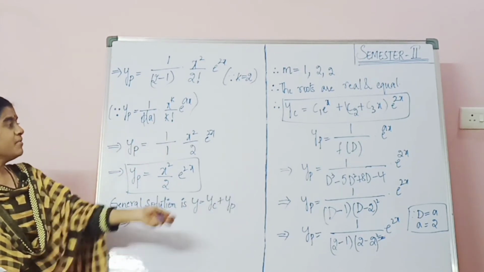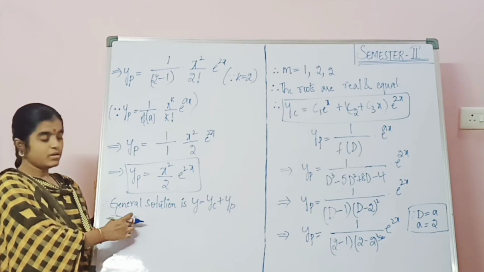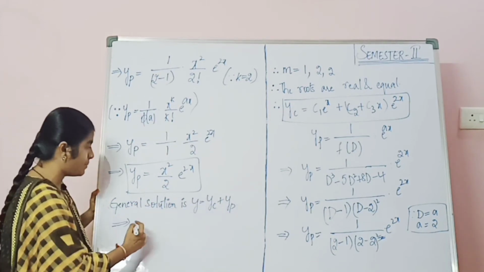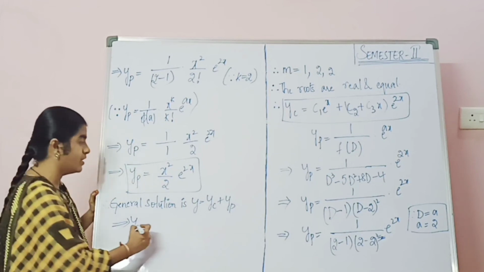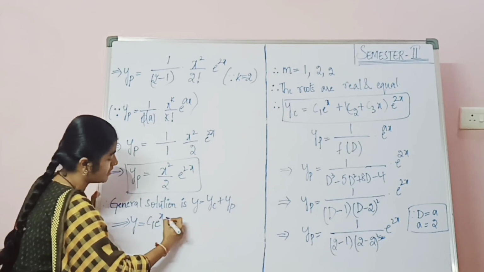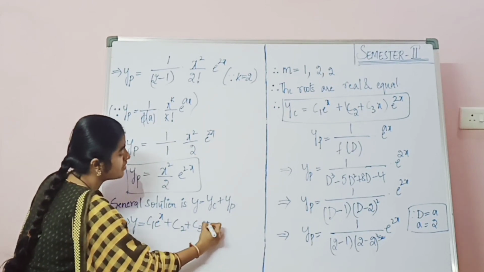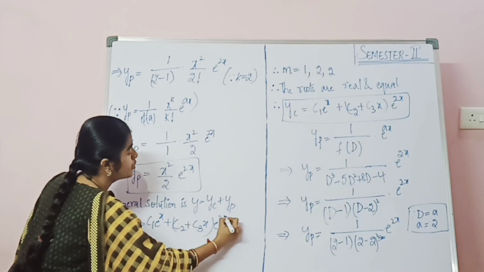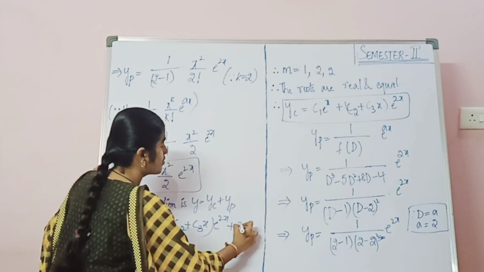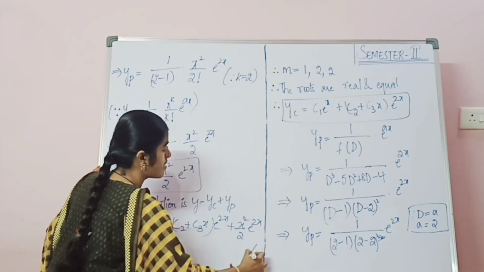So now we got Yc and Yp. Now what we have to do? Therefore the general solution is y equals Yc plus Yp. So that implies y equals c1 into e power x plus (c2 plus c3x) into e power 2x plus, what is Yp here? x square by 2 into e power 2x. This is the solution.